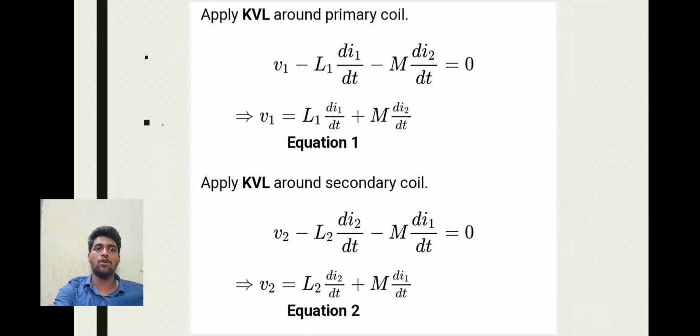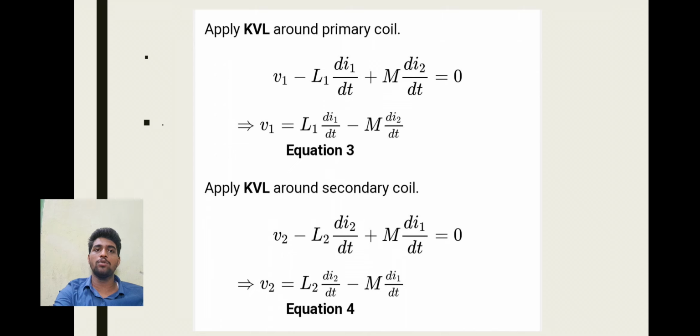Applying KVL around primary coil: V1 minus L1 di1 by dt minus M di2 by dt equal to 0. V1 equal to L1 di1 by dt plus M di2 by dt. It is equation 1. Apply KVL around secondary coil: V2 minus L2 di2 by dt minus M di1 by dt equal to 0. V2 equal to L2 di2 by dt plus M di1 by dt. It is equation 2.